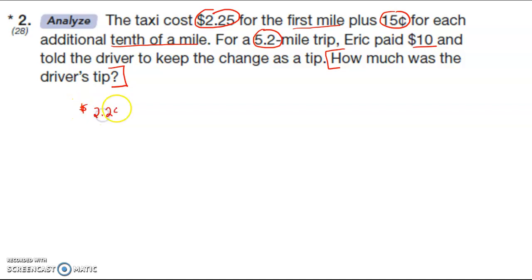So we have $2.25 for the first mile. And then it's 15 cents for each tenth of a mile. Okay? So for a 5.2 mile trip, we know for the first mile, it's $2.25. And then we have 4.2 miles left. Okay, so we're going to multiply that by this.